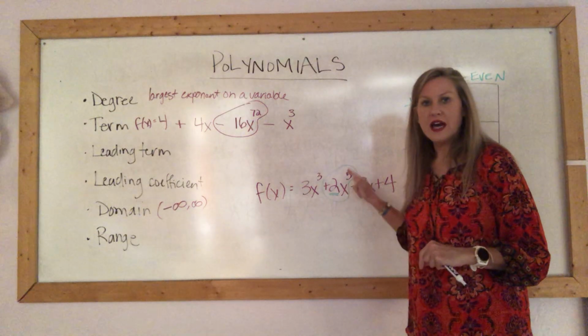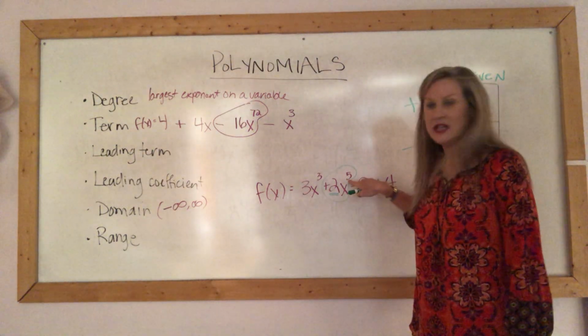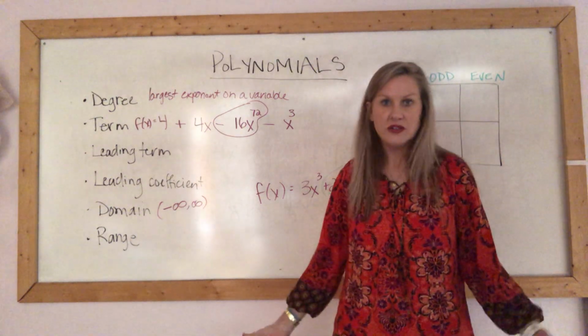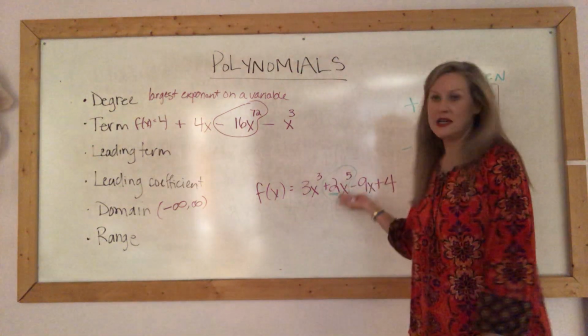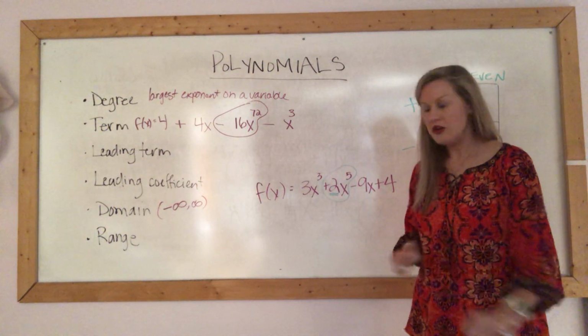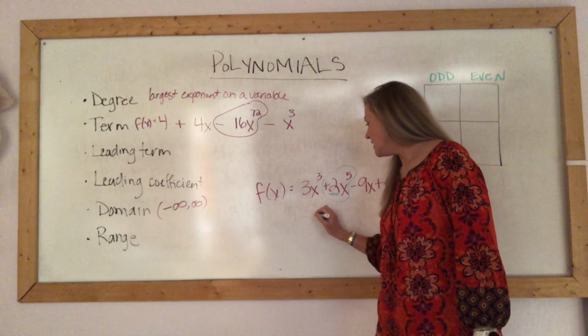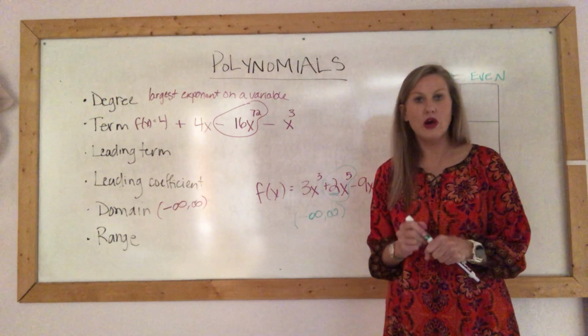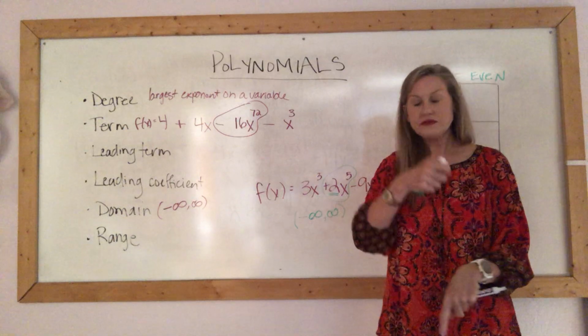If the degree of the polynomial is an odd number, 1, 3, 5, 7, 9, 13, 723, any odd number, then the range of that polynomial will be negative infinity to positive infinity. It will go down forever and up forever.